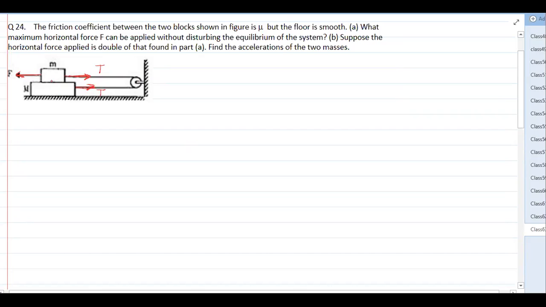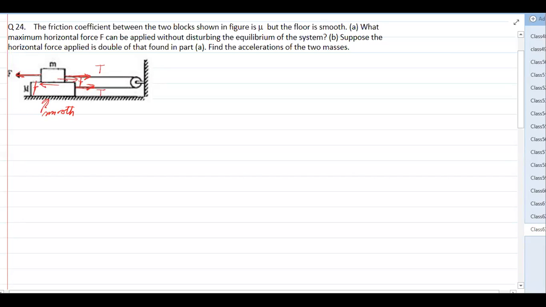There is a friction between these two, and here it is smooth. On the ground it is smooth, and there is friction in between. So the upper object, since it is trying to go leftward, the friction will be rightward, and the lower object, since it is trying to go rightward, the friction will be leftward. So f and f, these are the two frictions.